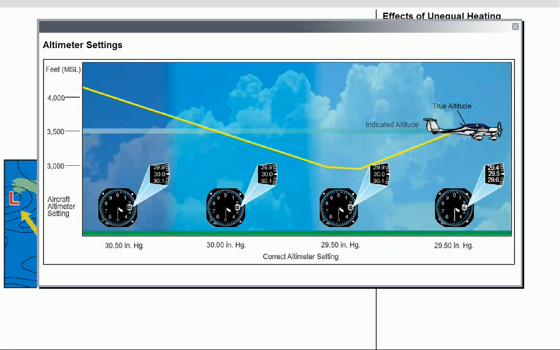The barometric pressure readings issued by weather reporting stations around the globe are converted to sea level pressure to ensure all reports are based on the same standard.